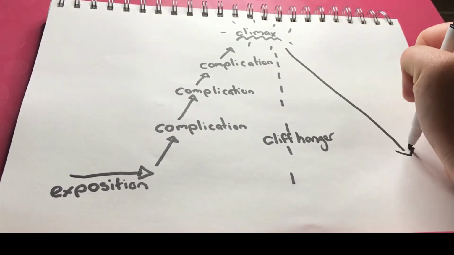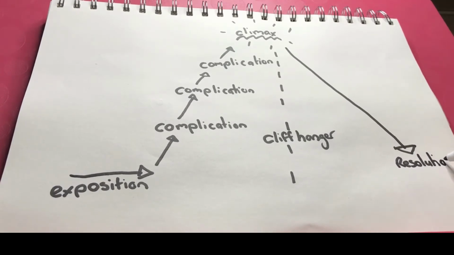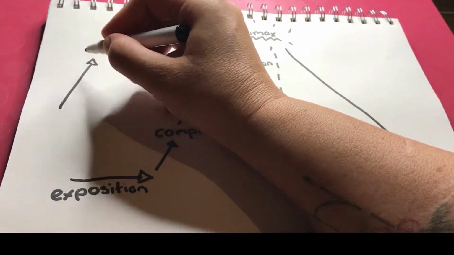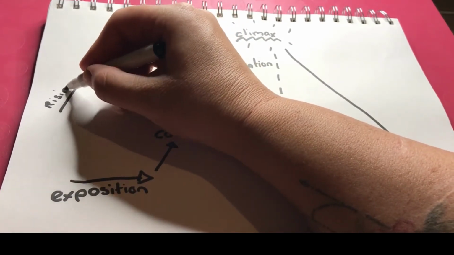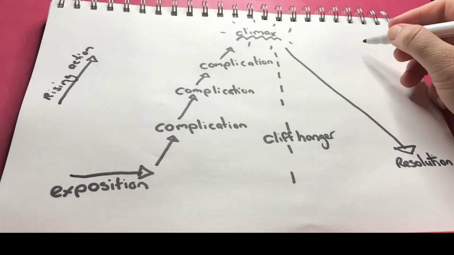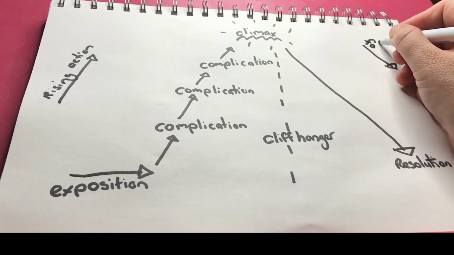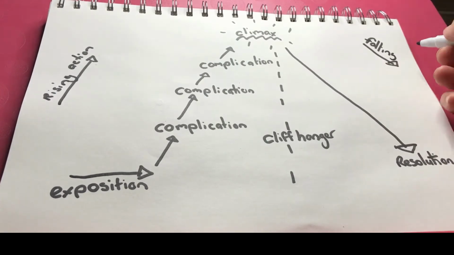More often, though, we get a resolution, where we get to find out what has occurred. The part leading up to the climax we usually refer to as the rising action, as things get more tense and more information arrives. And after the climax, we usually refer to that as the falling action.